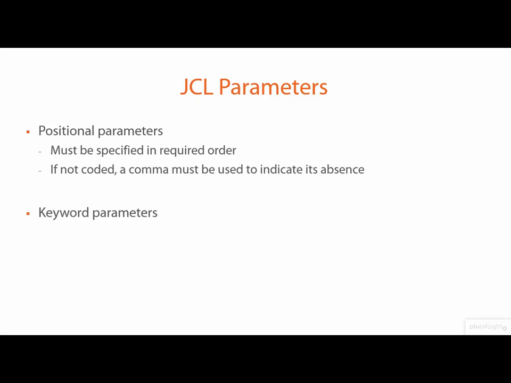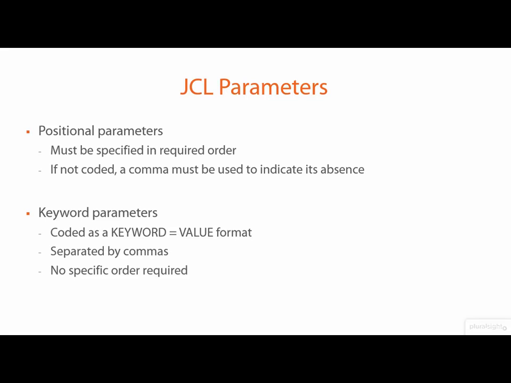In the case of the keyword parameters, they can be located anywhere on the JCL statement, and they are identified by having an equal sign. So there will be a keyword and an equal sign and then the value. These keyword parameters are going to be separated by commas, and they do not have any specific order in which they can occur on the JCL statement. They are, of course, subject to the syntax rules that we've just mentioned, but the point being is that keyword parameters can be coded in any order on the JCL statement.